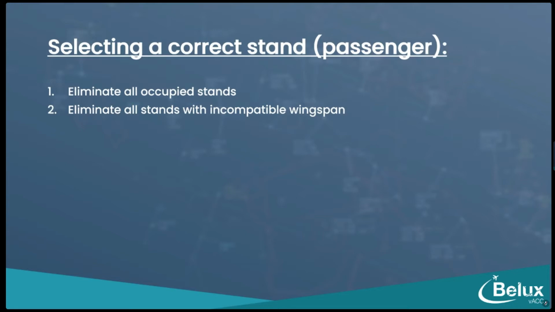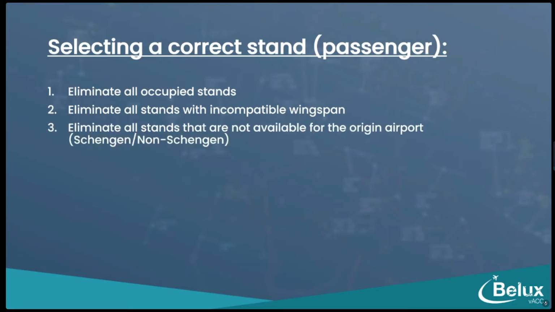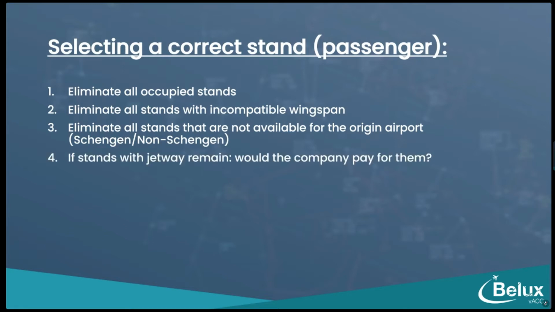You don't want to occupy a stand that was made for large wingspan with only a medium wingspan, so that if another aircraft arrives in 2 minutes, you run out of stands. So you want to avoid that. Then eliminate all the stands that are not available for the origin airport. That's based on the Schengen non-Schengen rules. And then if stands with a jetway remain, would the company pay for them?